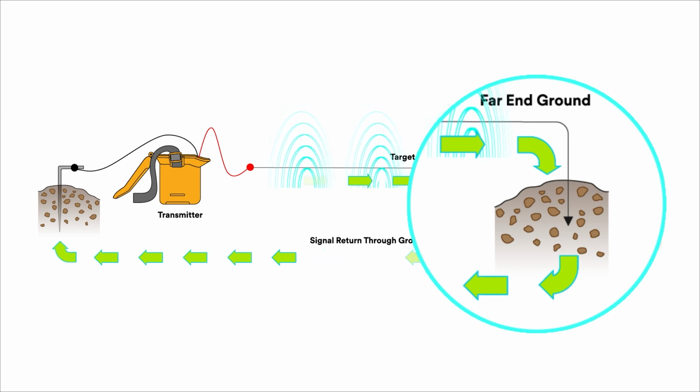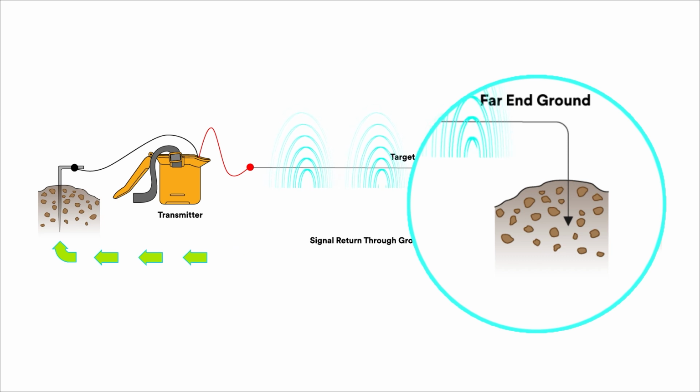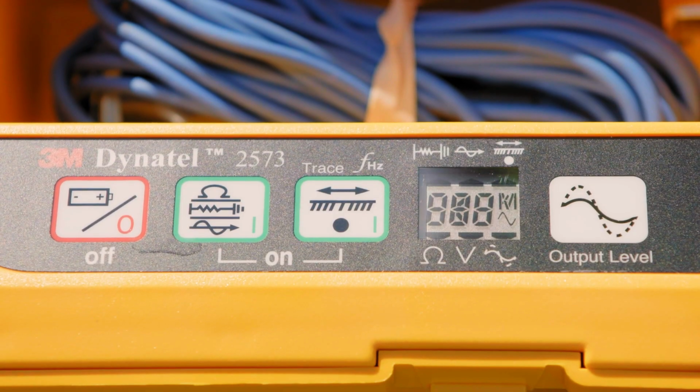The far end return to earth may be missing. Verify that there is a return to earth on the far end of the target conductor, and then measure the signal path resistance again.